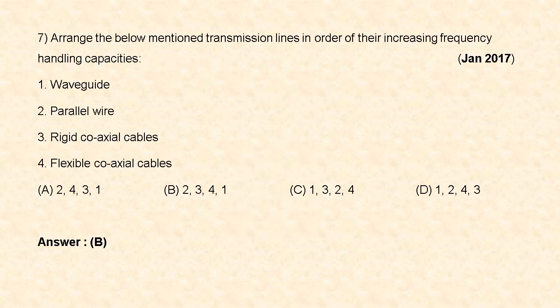Next question. This question was asked in Jan 2017. Arrange the below mentioned transmission lines in order of their increasing frequency handling capacities: waveguide, parallel wire, rigid coaxial cables, flexible coaxial cables. We know that parallel wires or open wires have lower frequency handling capacity, then rigid coaxial cables, and above that flexible coaxial cables, and next waveguides have the highest frequency handling capacity. So option B is correct.